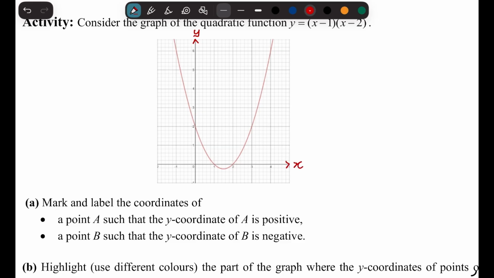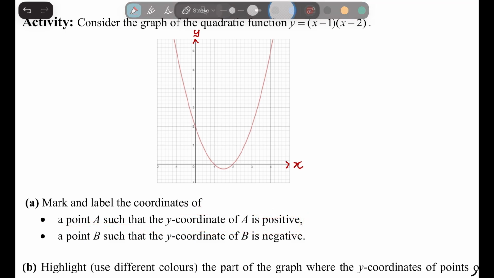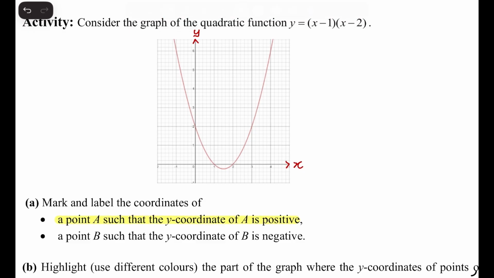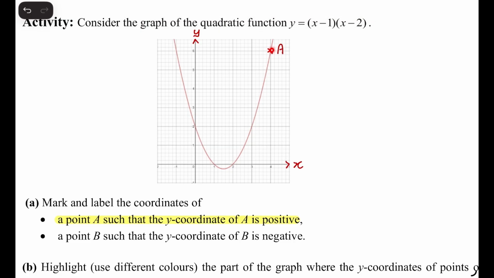Okay, so you can label any point that will simply have a positive y-coordinate. Let me highlight this in yellow. There could be many different answers for this. Try it by yourself. What is a possible point such that the y-coordinate is positive? Let's say I choose any random point. I can call this point A, and this works because the y-coordinate of point A, which I wrote here, is equal to 5, and this is positive.